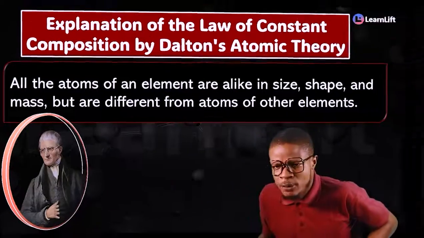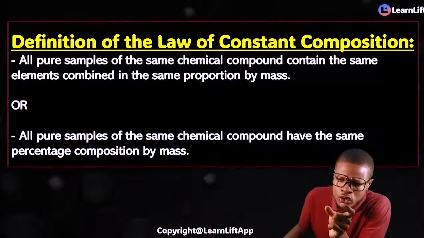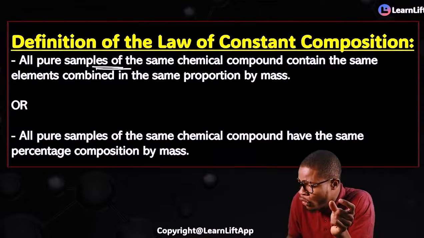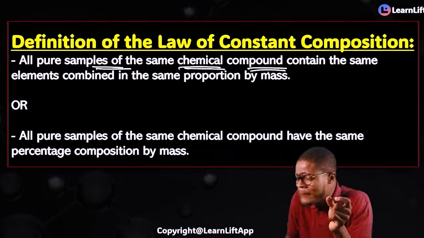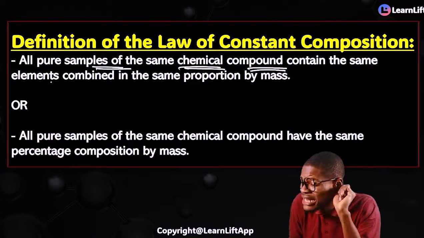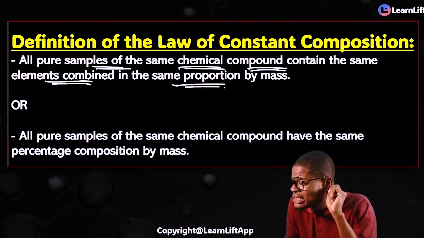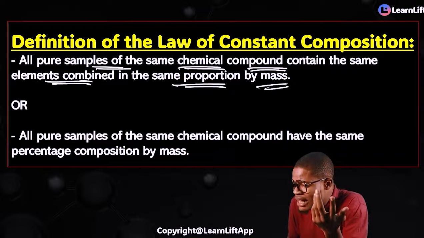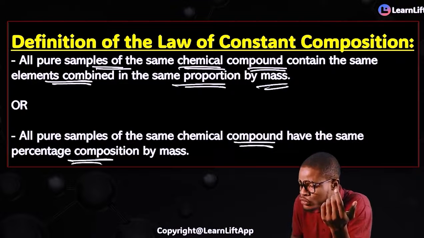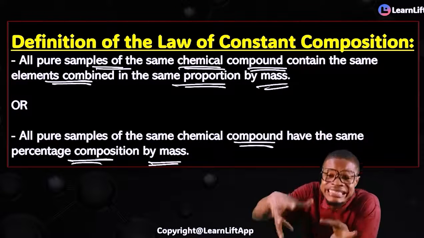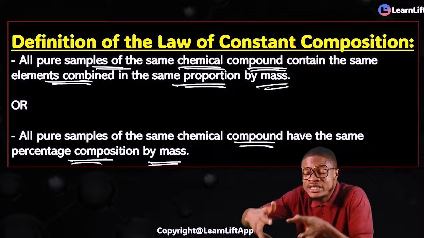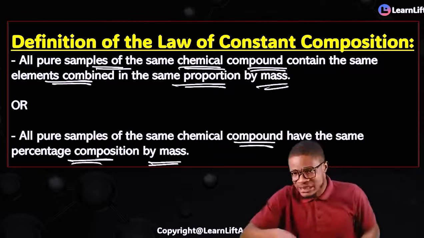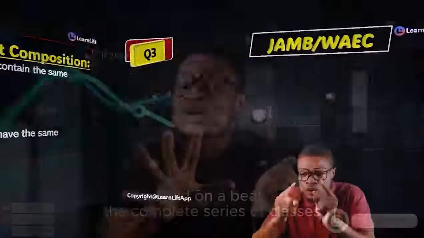What is the law of constant composition by mass? The law of constant composition states that all pure samples of the same chemical compound contain the same elements combined in the same proportion by mass. Or all pure samples of the same chemical compound have the same percentage composition by mass. You see, this statement or this definition of the law of constant composition was validated by John Dalton. Follow me. Hold on a bit.